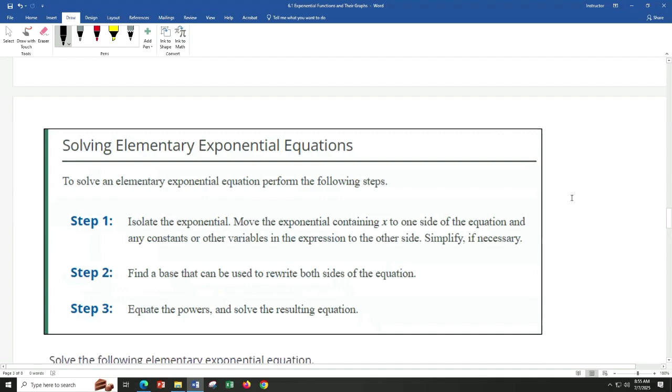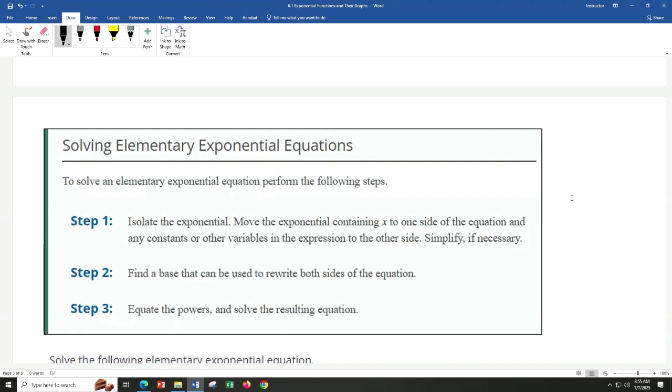To solve an elementary exponential equation, they say elementary because you'll see why whenever we get to 6.3, perform the following steps. Isolate the exponential: move the exponential containing x to one side of the equation, and any constants or other variables in the expression to the other side. Simplify if necessary. Find a base that can be used to rewrite both sides of the equation. Equate the powers, solve the resulting equation.